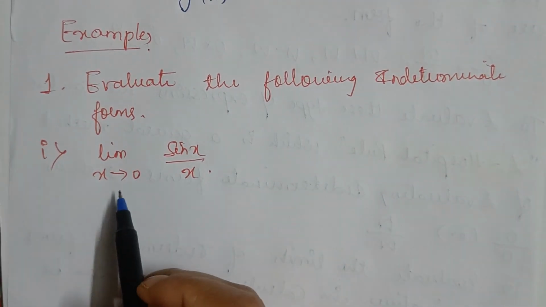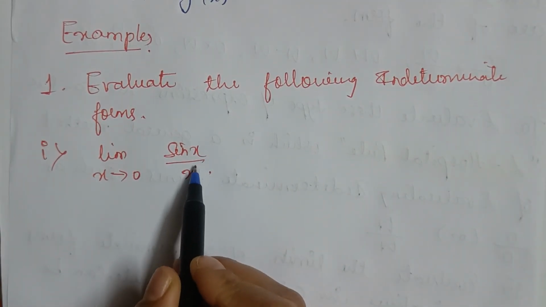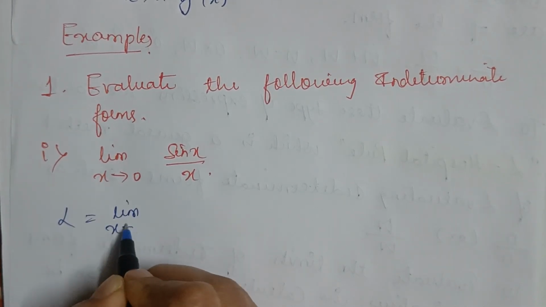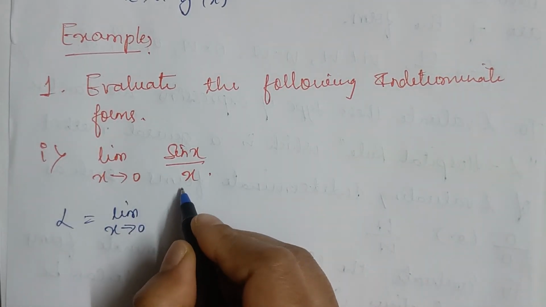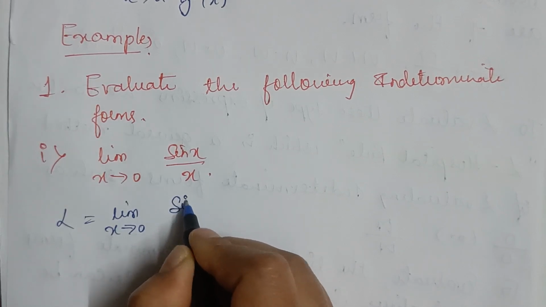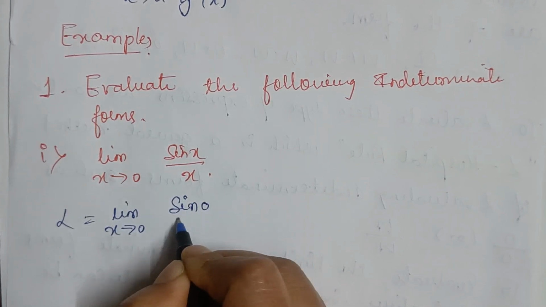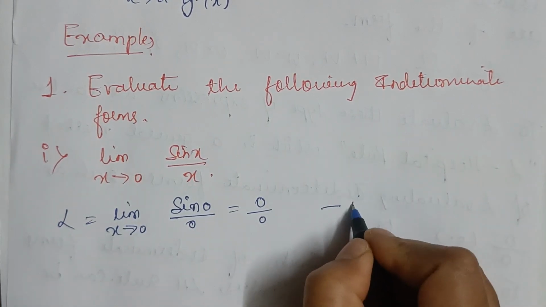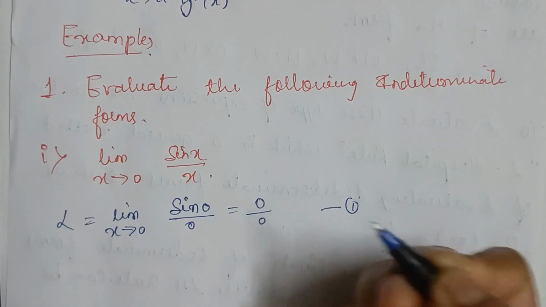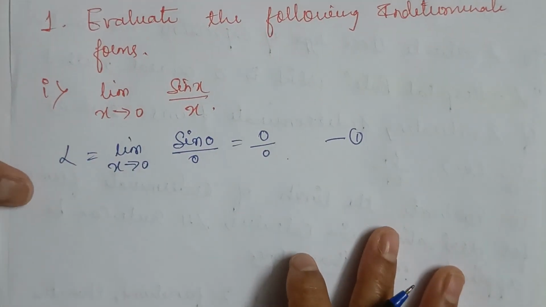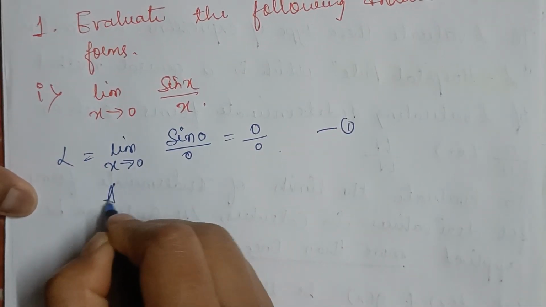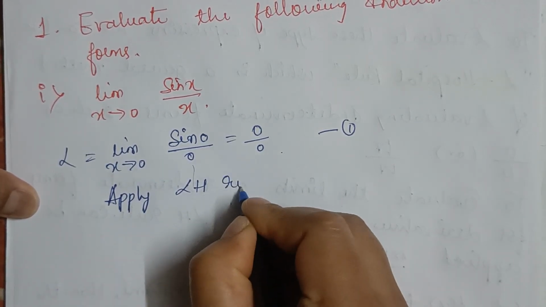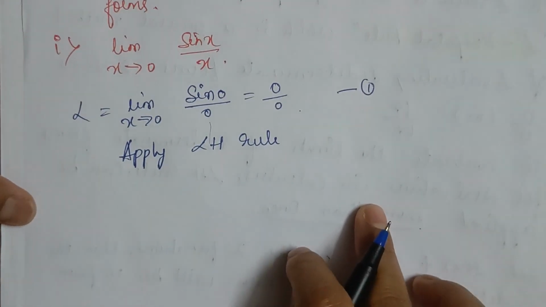See what happens if I directly apply 0. L equals limit x tends to 0, sin x by x. It is going to become sin 0 divided by 0, which is equal to 0 by 0. Correct? Is this an indeterminate form? Yes, it is an indeterminate form. Now what I'm going to do is apply L'Hospital rule.